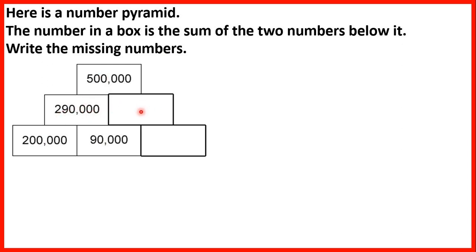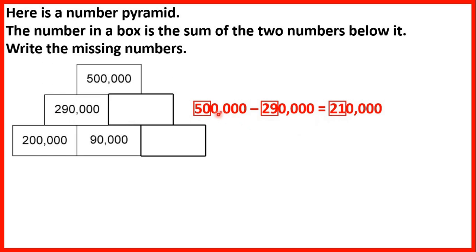290,000 plus whatever this box here is equals 500,000. So when we have a missing number addition, we can subtract to find our missing number. So we can work out 500,000 minus 290,000, and that will give us this box here. So our answer is 210,000 because 50 minus 29 is 21, and then we keep our 4 end zeros.